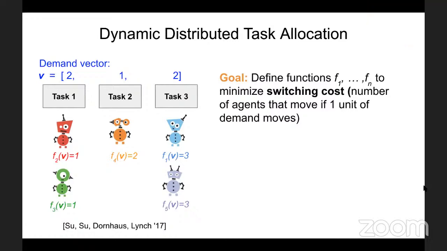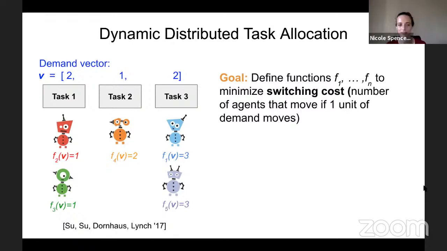But how can the agents know the global information? If the red agent is in the first task, and then later the demand vector changes, how does it get the information from others? Oh, okay. So an assumption of the problem is that all of the agents are seeing the demand vector. And your question is about whether that's a realistic assumption or not. Right? Yeah.